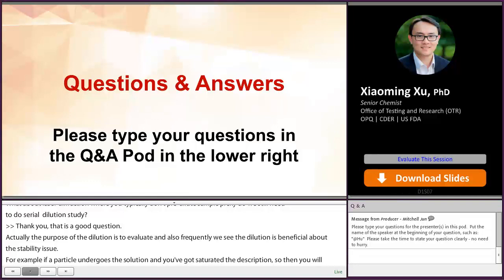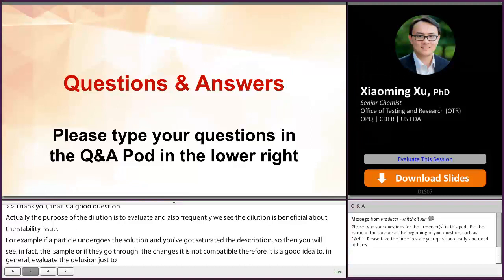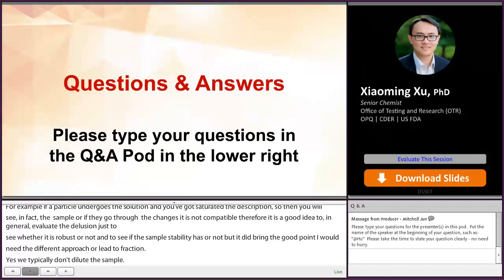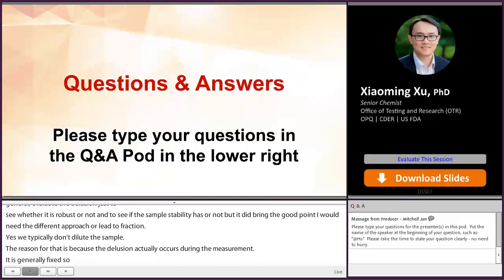But you did bring a good point, that I think for different techniques, we may need a different approach to study dilution. The example you mentioned, the laser diffraction, yes, we typically don't pre-dilute the sample. The reason for that is because the dilution actually occurs during the measurement. The dispersion medium volume is generally fixed, whether it's 100 ml or 600 ml. So certainly the less sample volume you add, the more dilution of the sample. In this case, the serial dilution can be studied by varying the amount of sample introduced into the dispersion unit. And I hope this answers your question.